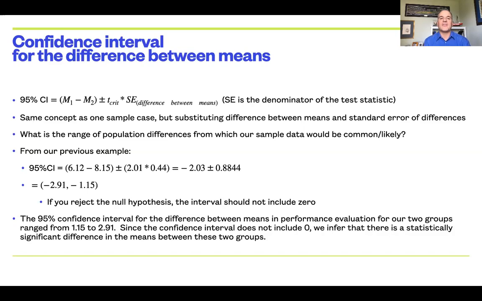Now let's talk about the confidence interval for the difference between means. The confidence interval, again, is about showing us and reminding us that we are not making point estimates, that we should not have confidence in our point estimate.